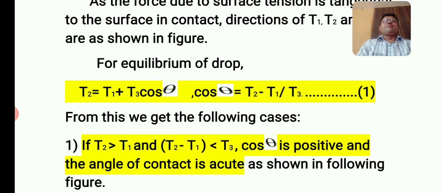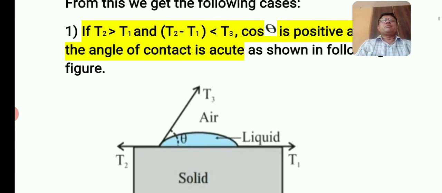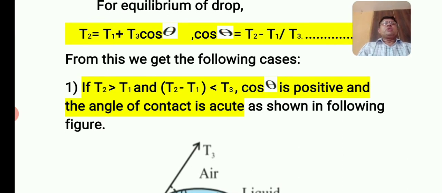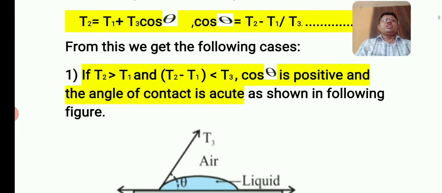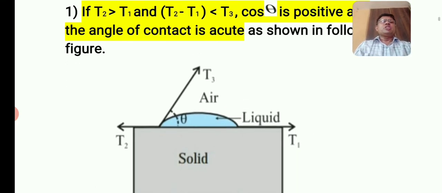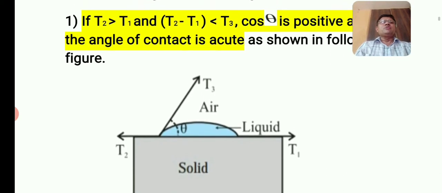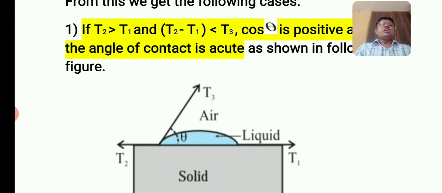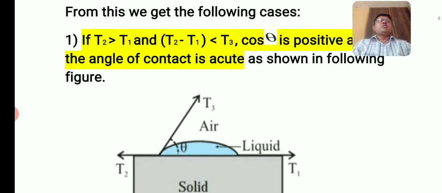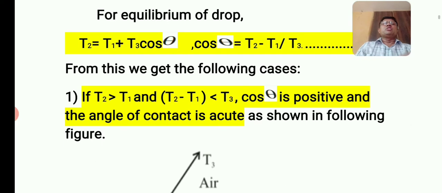For equilibrium of the drop, T2 is equal to T1 plus T3 cos theta, then cos theta is equal to (T2 minus T1) upon T3. Here see the figure, the shaded portion is the solid. T1 and T2 are opposite forces. T3 is resolved into two components, along T1 its horizontal component is T3 cos theta, which is not shown in the figure, which balances the force T2. That's why for equilibrium of the drop, T2 is equal to T1 plus T3 cos theta. Therefore, we get cos theta is equal to (T2 minus T1) upon T3.